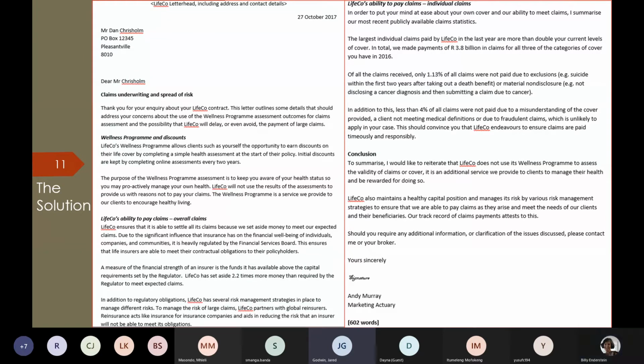I did want to make a point that Billy touched on, while we're on this introduction. The tone is great, and what they've done very subtly is that they've signposted what the letter's about. As Billy said, this letter outlines some details that should address your concerns about the wellness program and the ability to pay claims, right? And those are your categories, it's signposted. We can all see that, but it's done in a nice way that still adds to the question.